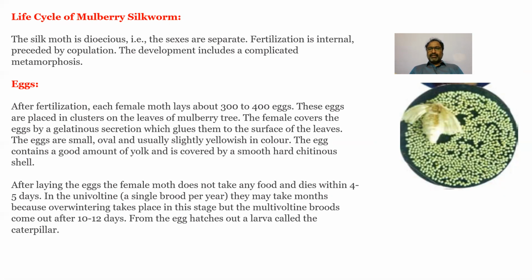That is the eggs. Here you could observe all these eggs. After fertilization, usually each female moth lays about 300 to 400 to 500 to 700, depending on the variety of the silkworm. Whatever the number might be, the female moth lays the eggs. These eggs are placed in clusters on the leaves of the mulberry tree.